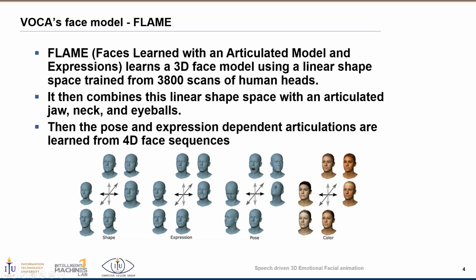So this way, shape space, expression space, and pose space are really disentangled, and we can control them separately by using shape, expression, and pose parameters. We don't need color space, and we'll see why later.